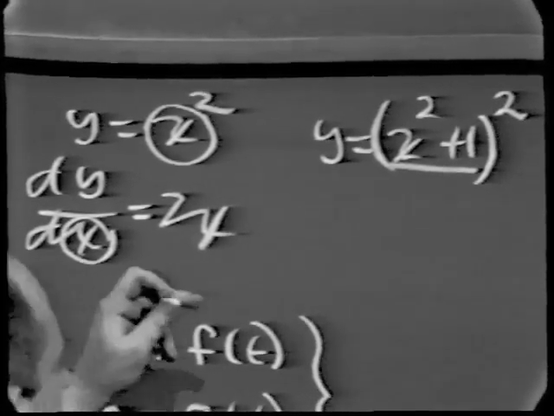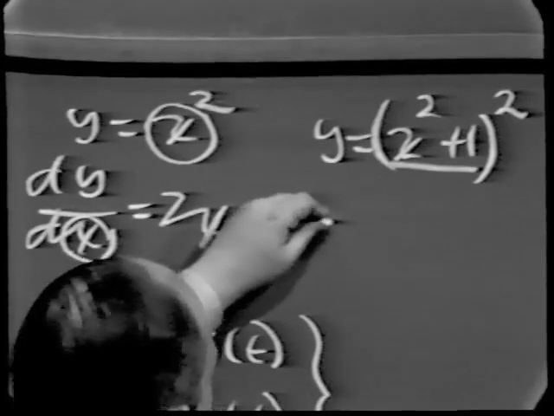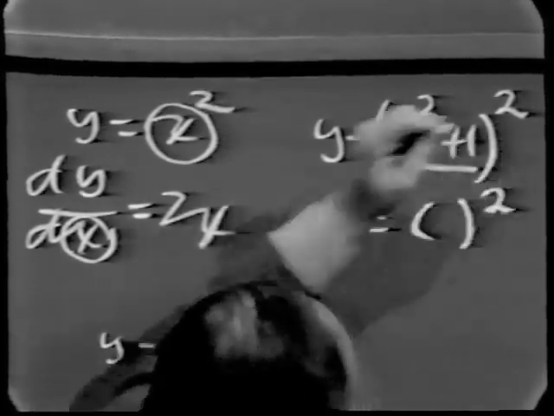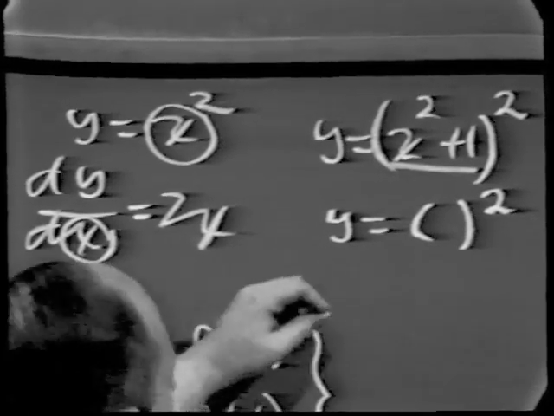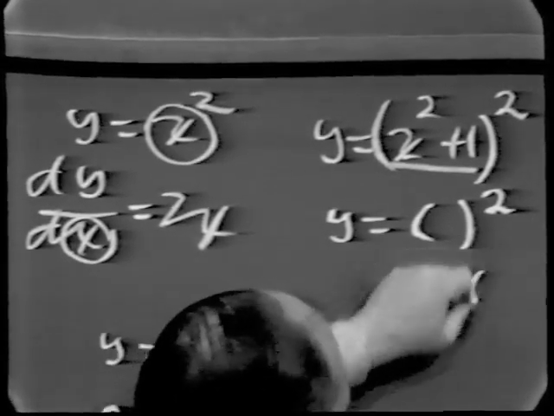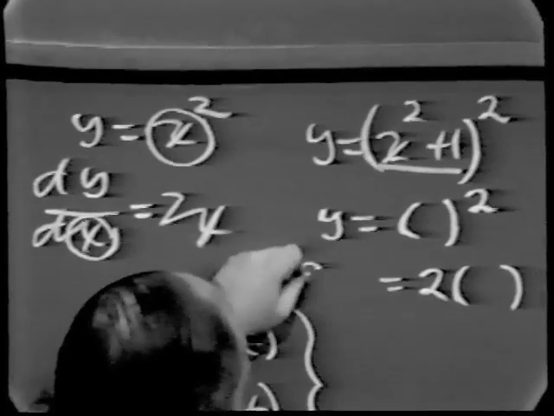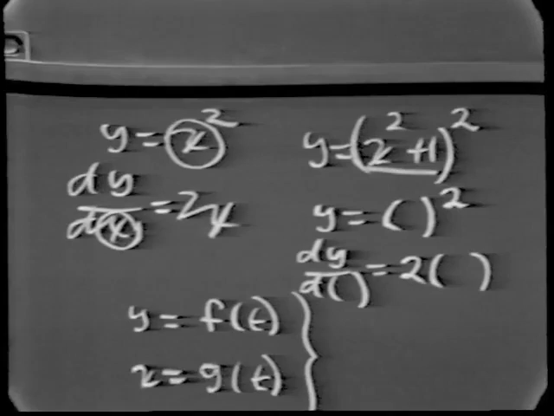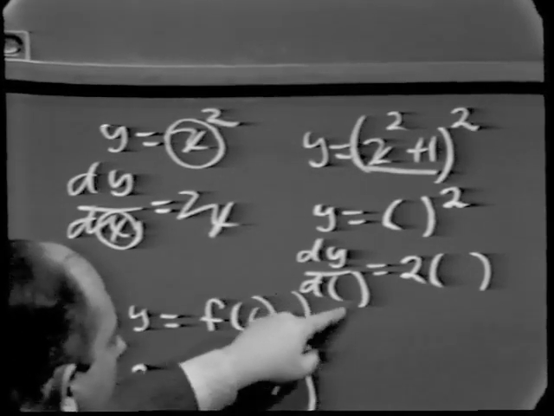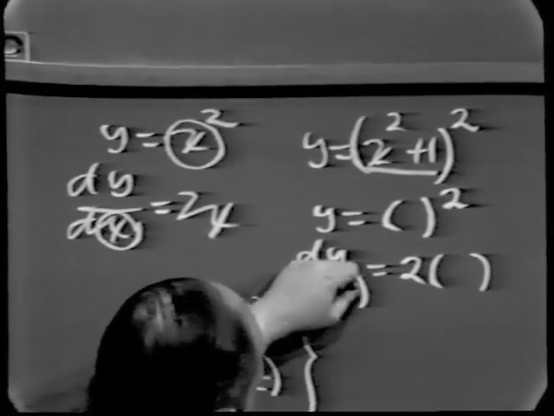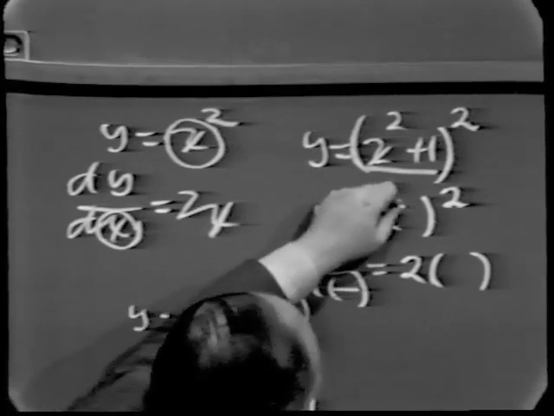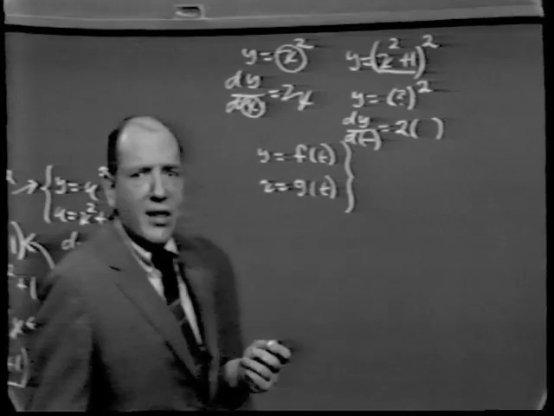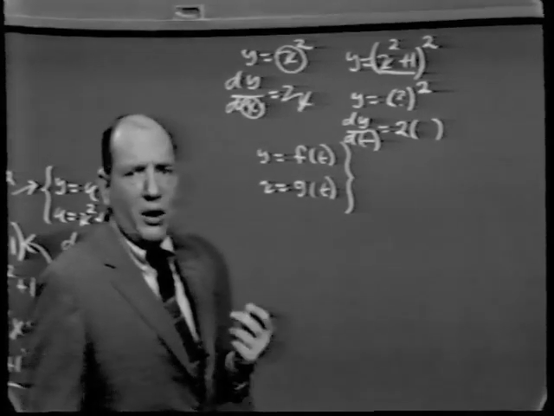In other words, to write this more symbolically, if y is equal to something squared, then the derivative of y with respect to that something is equal to twice that something. You see, the place the chain rule comes in is when the variable which appears here is not the same as the variable which appears here. And we'll see this in greater detail as we go along.